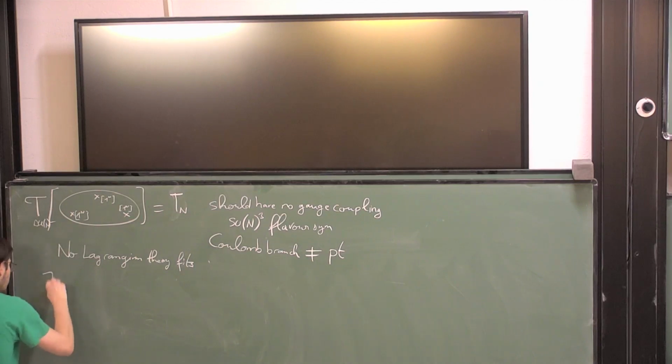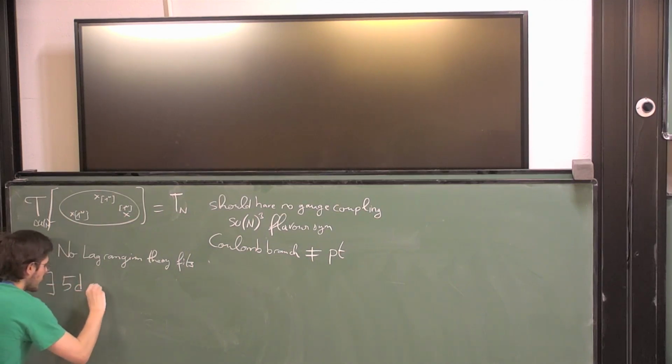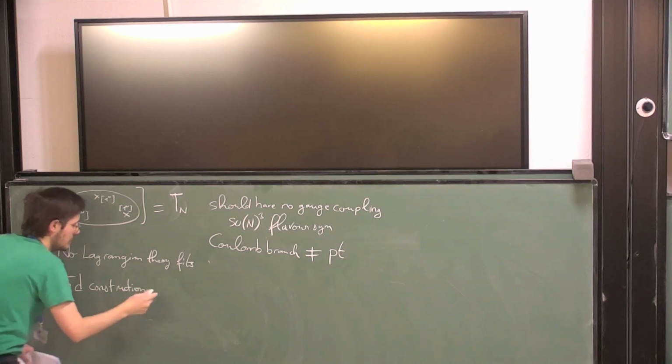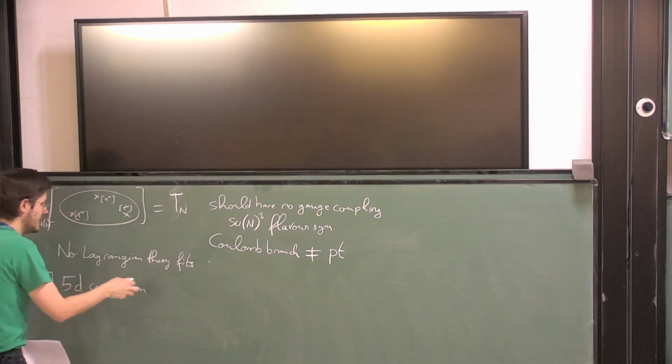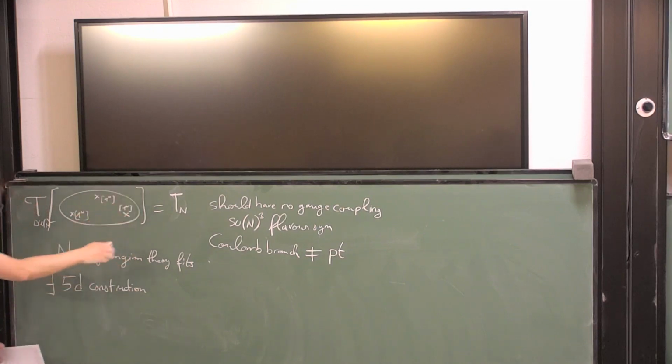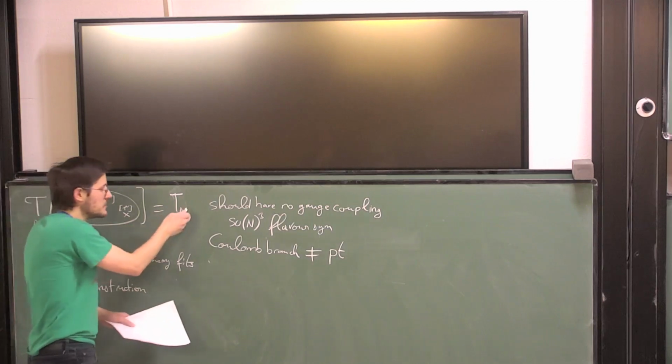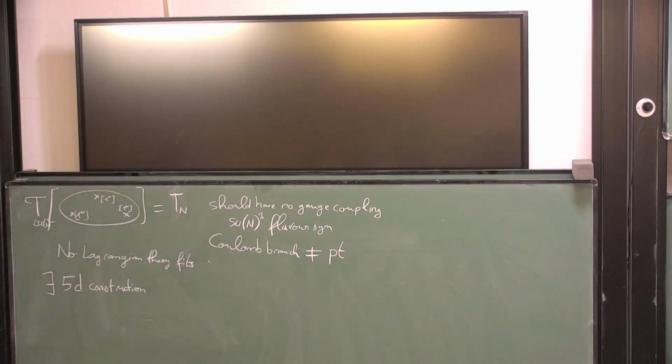There is a 5D construction, which I can tell you about separately, but to go from the 5D description to the 4D is a bit complicated, and it doesn't give you a very good handle on the 4D theory. So instead, what you're going to do is restrict yourself to a simpler set of three-punctured spheres, which have a simple puncture here.